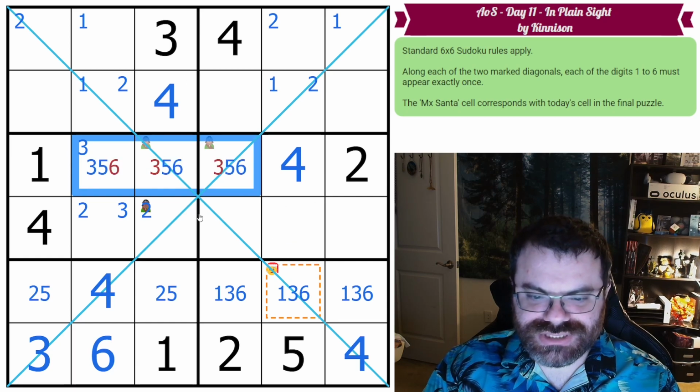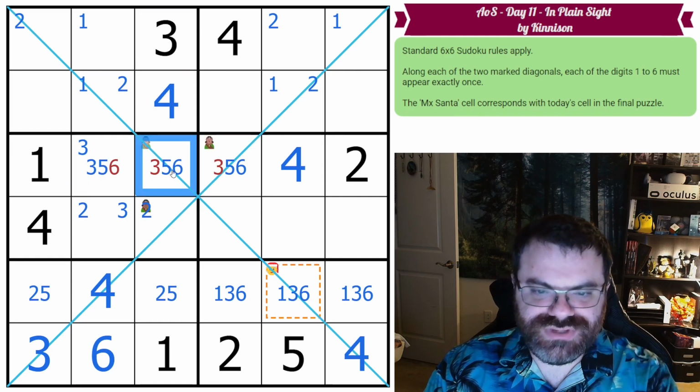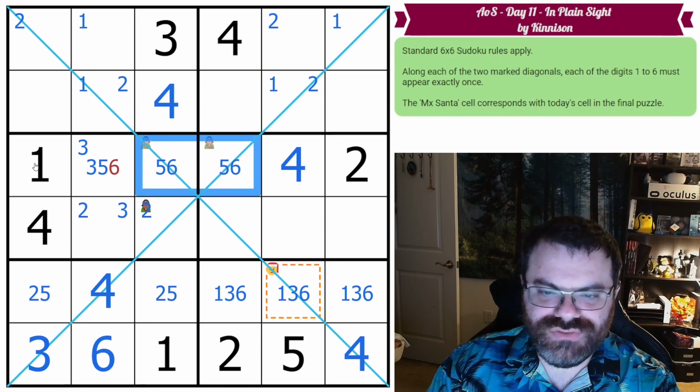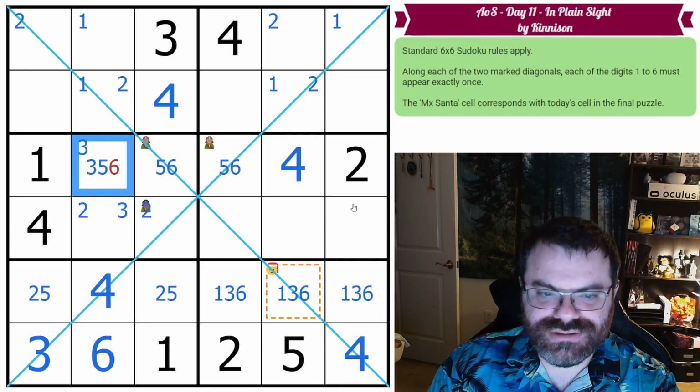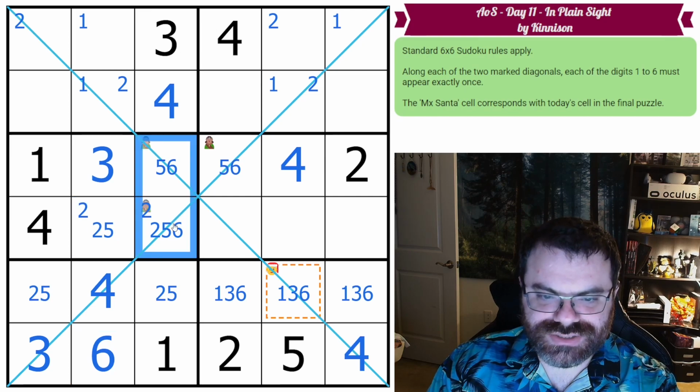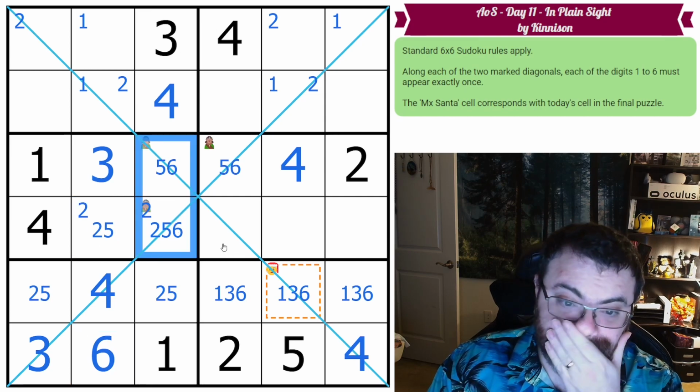Aha, so this is what I was meant to see. So this 3 here takes 3 out of this cell, and this 3 here that I've placed takes 3 out of this cell. And so the only place for 3 in this row is here, and that's going to be hopefully enlightening. Let's see. So the remaining digits here are 2, 5, and 6, and this 6 looks up. So one of these is 6.